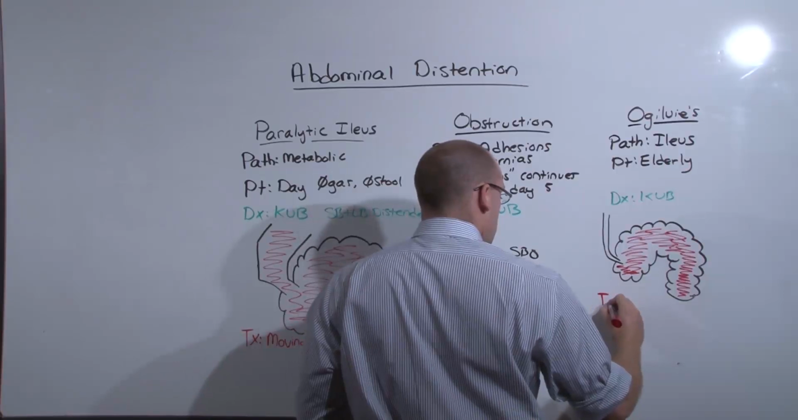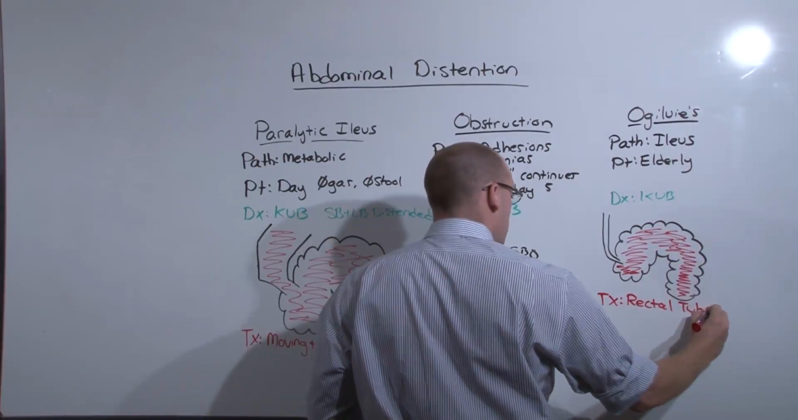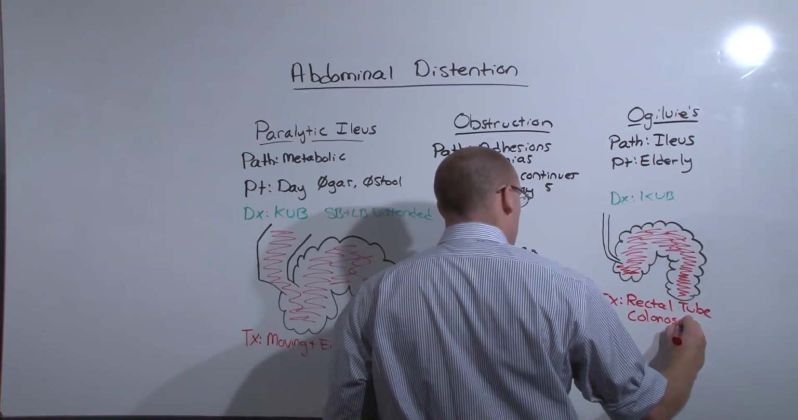To treat this, you need to decompress them with a rectal tube. That is, get the air out. And because they're elderly, this may be caused by cancer, so they need a colonoscopy.